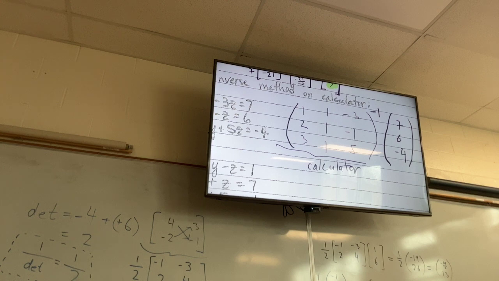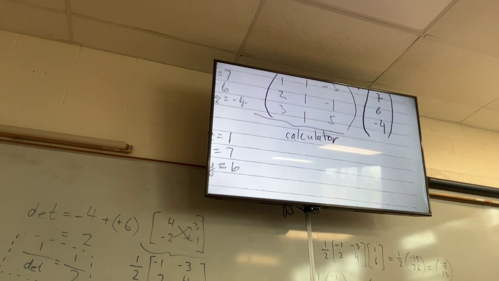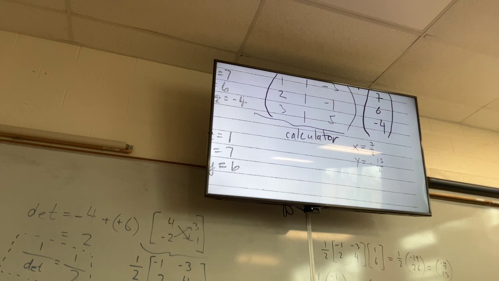Good. So my answer is x equals 7/2, y equals -13/4, z equals -9. Wait, you want us to put in those fractions? You can do it as decimal, I don't care. I hate decimals. Actually, I don't hate decimals. That's the rest of that.